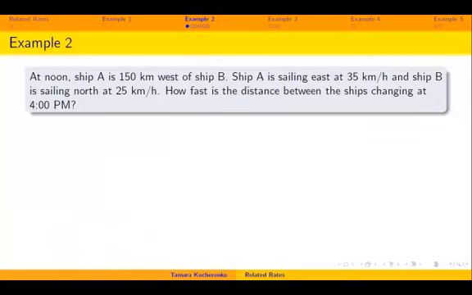Let's look at another example. At noon, ship A is 150 kilometers west of ship B. Ship A is sailing east at 35 kilometers per hour, and ship B is sailing north at 25 kilometers per hour. How fast is the distance between the ships changing at 4 p.m.?